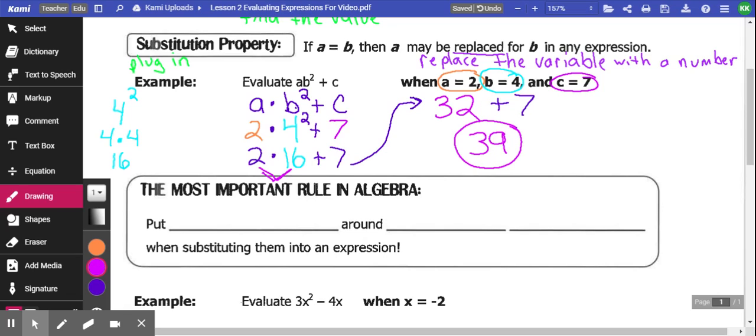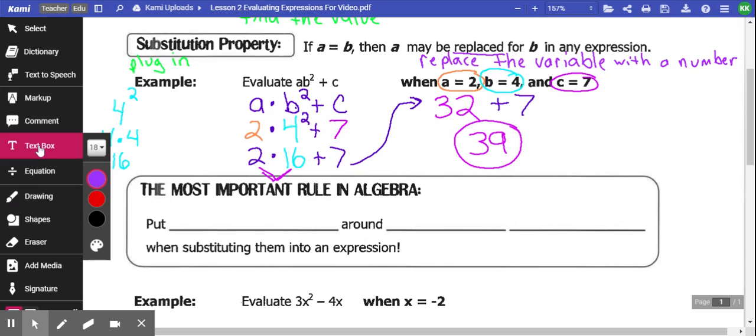So our first step, we plugged in the numbers where the variables went. And then we evaluated using PEMDAS. This is a very important skill in algebra because it will help us to check our equations as we're solving equations.